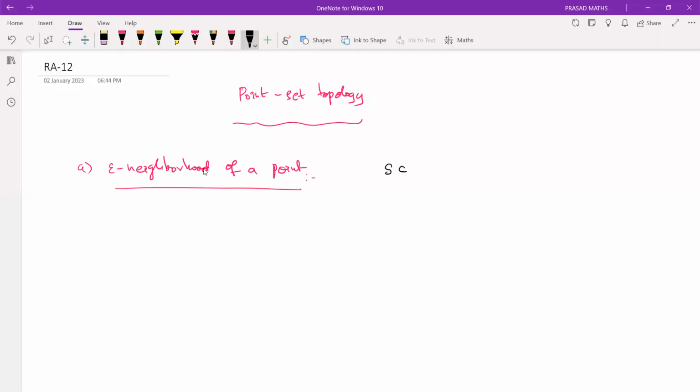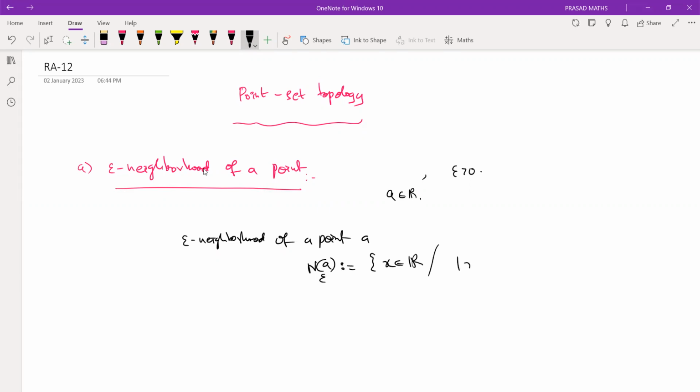Let S be any subset of R. You start with any positive real number epsilon, and you take a point a. Don't worry about S, just take a point. The epsilon neighborhood of a point a, according to Rudin, is a notation for the set of all points x in the real line such that the distance from x to a is less than epsilon.